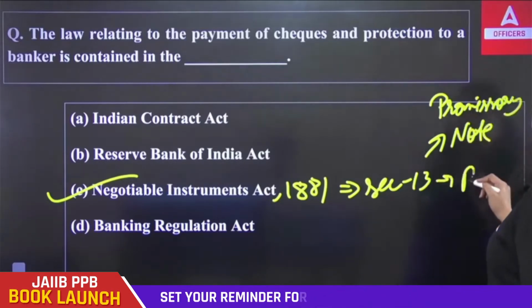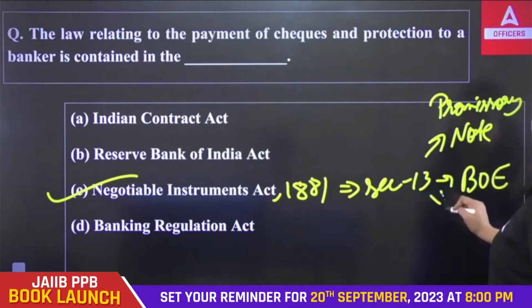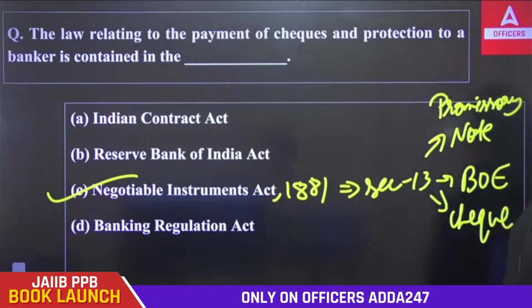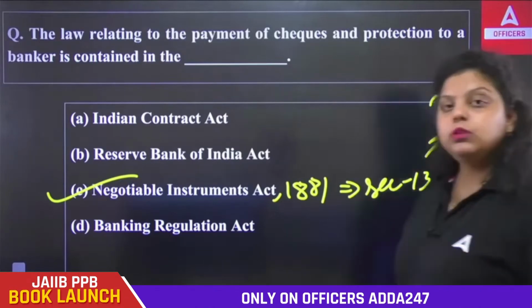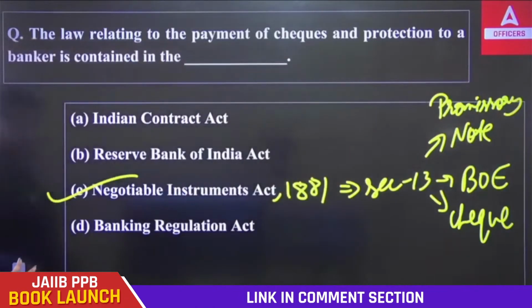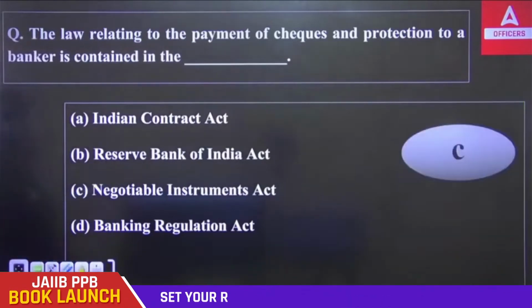Second, we have bill of exchange. And third, we have check. Okay, these three types of negotiable instrument we have: promissory note, bill of exchange, and a check. Clear? So the negotiable instrument talks about the what?